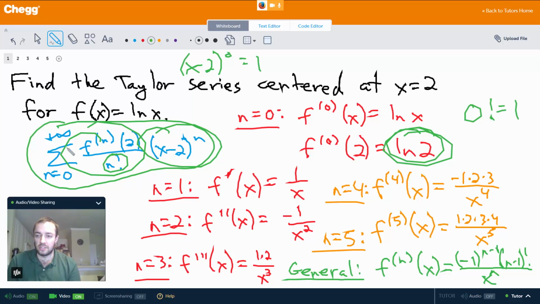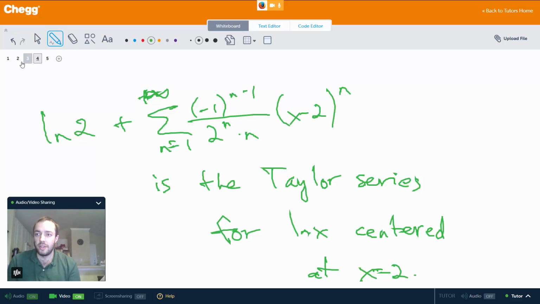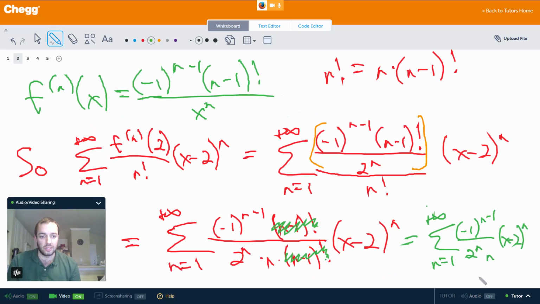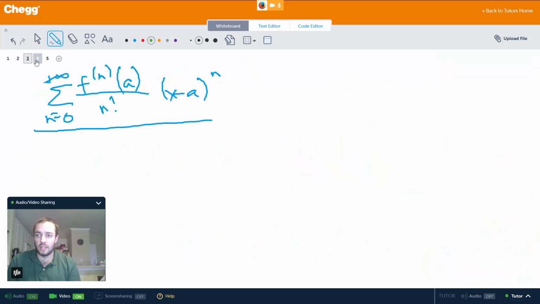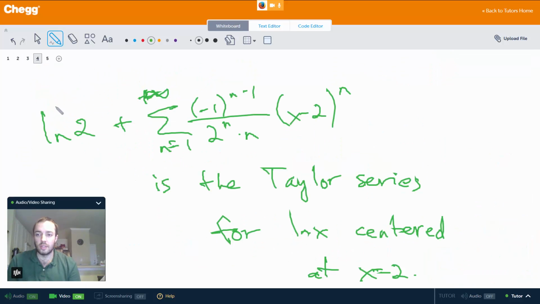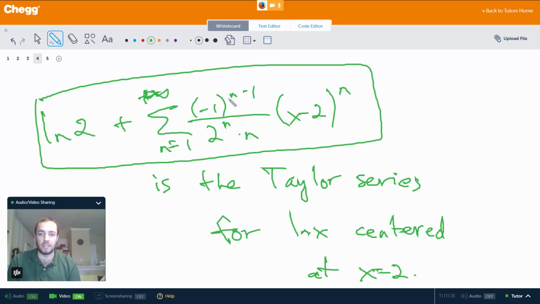And because the Taylor series has to start with n equals 0, we have to make sure that we include that in our final answer. Okay, so that's why on page 2 I said we're not done here. So we have to be careful with the n equals 0 term. So this is our final answer here. Natural log of 2 plus the sum from n equals 1 to infinity of negative 1 to the n minus 1, or n plus 1 if you prefer, divided by 2 to the n times n, all multiplied by x minus 2 to the n. That's the Taylor series for natural log of x centered at x equals 2.